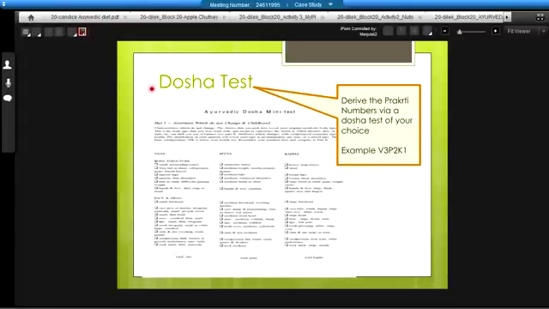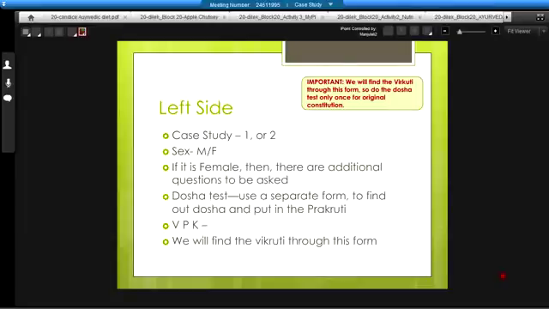You've all seen these dosha tests. They're everywhere. They're on the internet. They're in the back of Dr. Lad's textbooks. So pick something that you like and go with it, or synthesize all of those and make your own. Whatever you think will help you gather that information. So do the dosha test for the original constitution, and then later we'll be finding the vikruti through this form, okay?